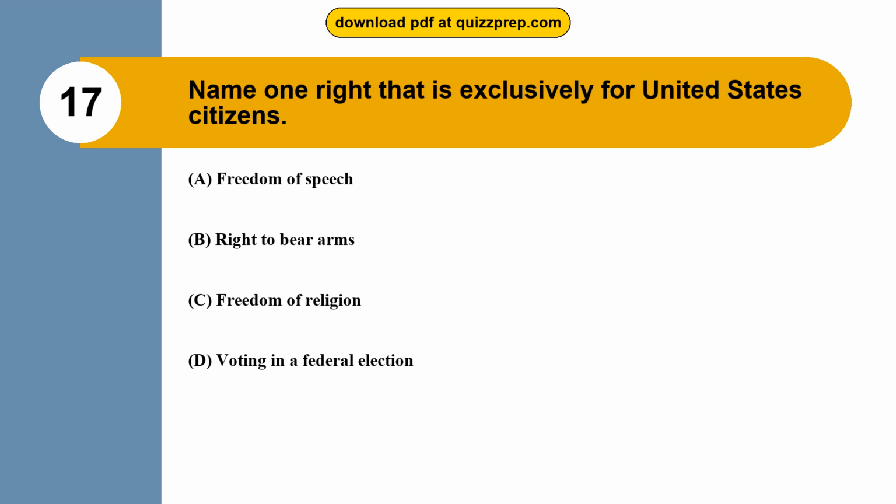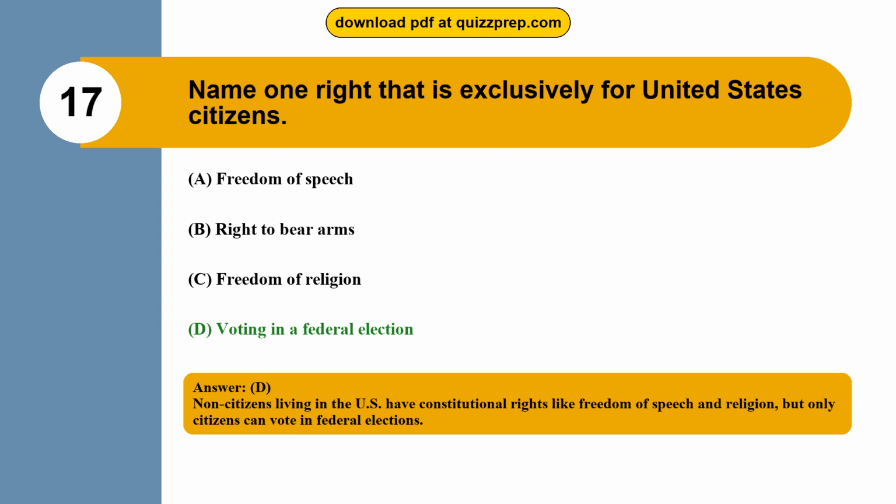Question 17. Name one right that is exclusively for United States citizens. Option A, freedom of speech. Option B, right to bear arms. Option C, freedom of religion. Option D, voting in a federal election. The correct answer is option D, voting in a federal election.